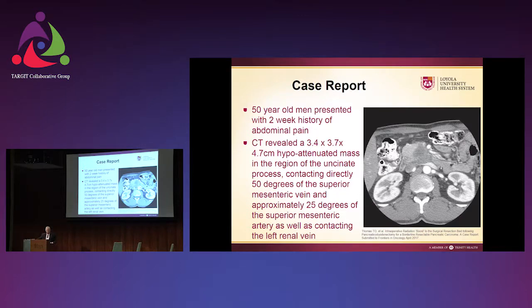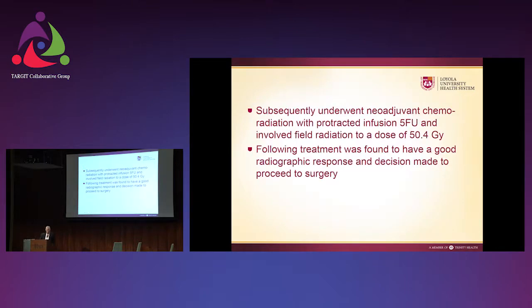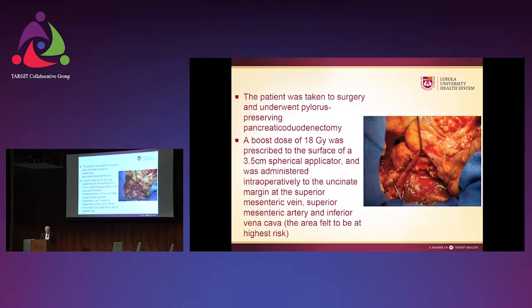This is a 50-year-old man who presented with a 2-week history of abdominal pain. CT scan revealed a significant lesion in the region of the uncinate process, contacting 50 degrees of the mesenteric vein. You can see it in that picture. He underwent neoadjuvant chemoradiation with protracted infusion of 5FU and involved field dose to 50.4 gray. He had a good radiographic response.